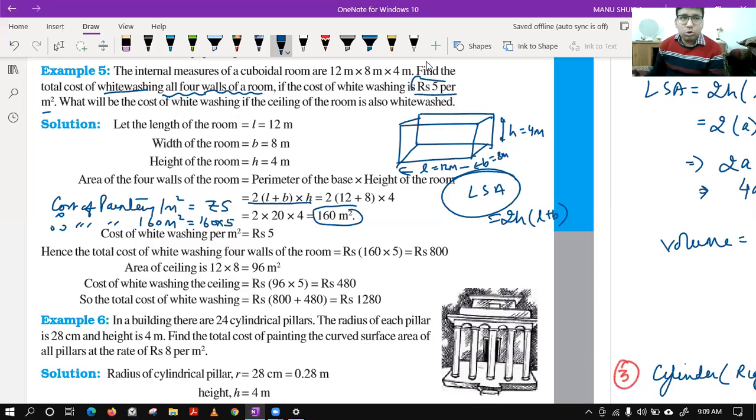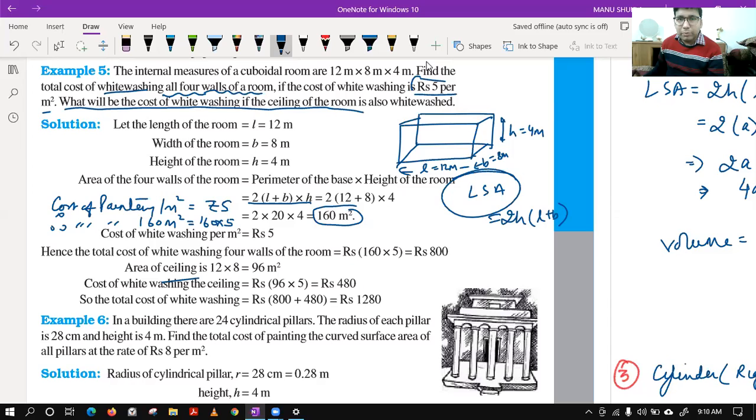Now they are adding one more question. What will be the cost of whitewashing if the ceiling is also whitewashed? At the end, they got to know that the ceiling also has to be painted, so they will have to add the ceiling area, and that is very simple.